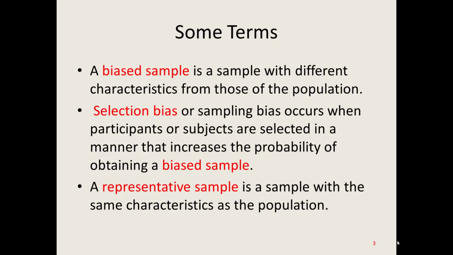If the sample that we choose is a representative sample, it means most of the characteristics of the sample are the same as the population, so we call it a representative sample. Otherwise, we call it a biased sample. So a biased sample is a sample with different characteristics. And if you have a biased sample, that means that you have some sort of selection bias, which means that you had done something in your sampling that resulted in a biased sample.